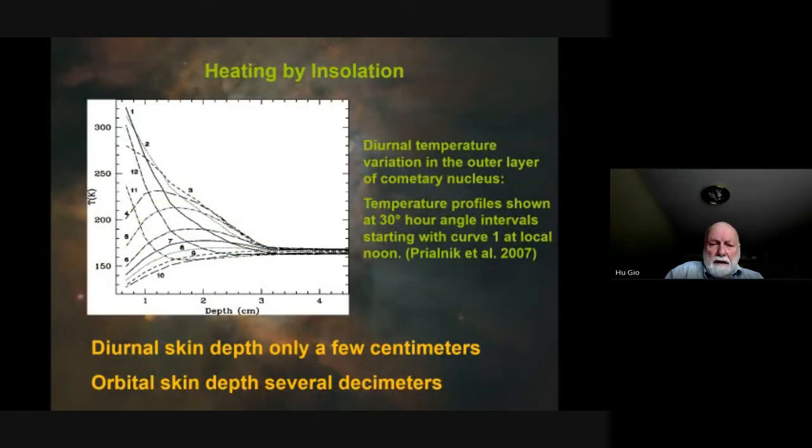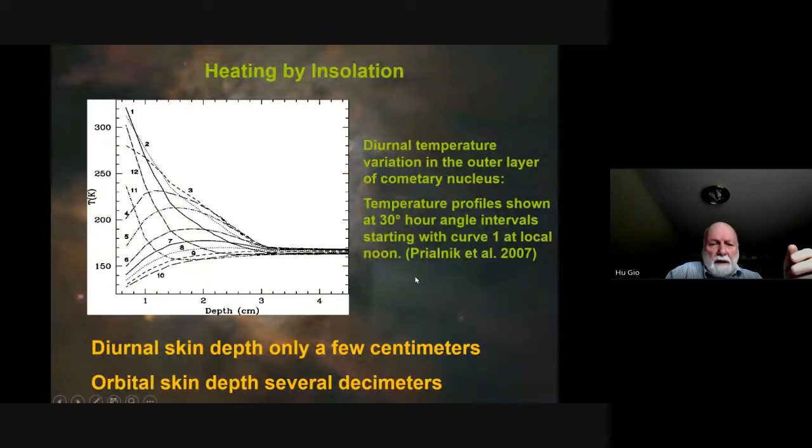This needs to be modeled now, and you can see here from the models by Prialnik, following the low conductivity, it takes only a few centimeters. The heat penetrates during a cometary day only a few centimeters into the surface. As you can see here, temperature versus depth for different hour angles, and at 3 centimeters, 4 centimeters, you don't see the daily variation anymore.